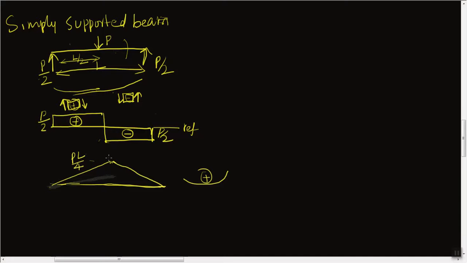Okay, and one more thing we have to observe while drawing the shear force and bending moment diagram is, if the shear force is 0, the bending moment is a constant line. This is called constant.